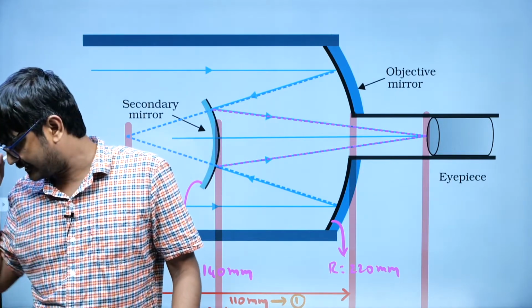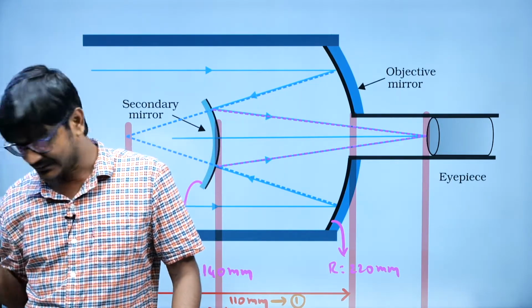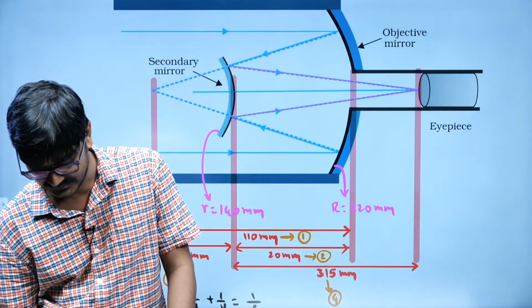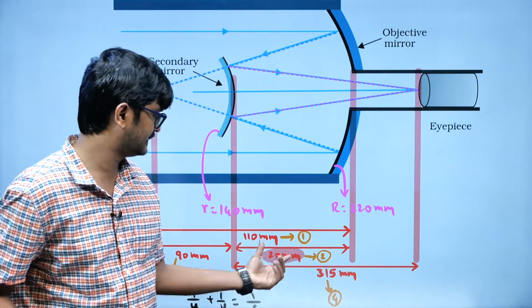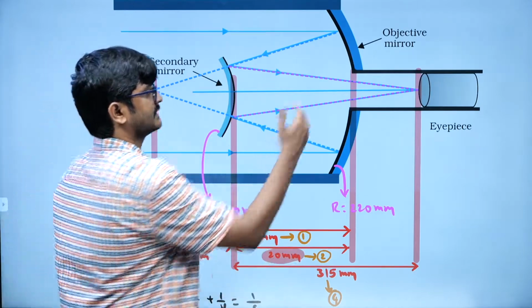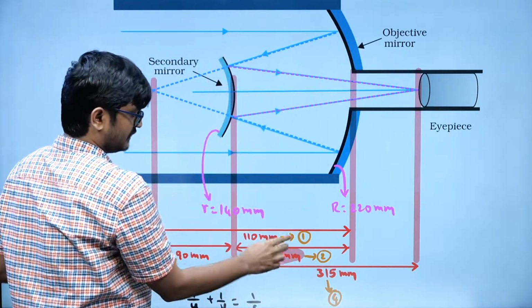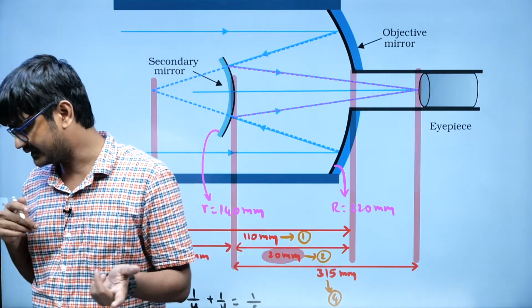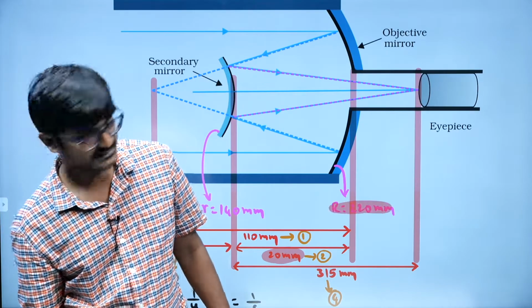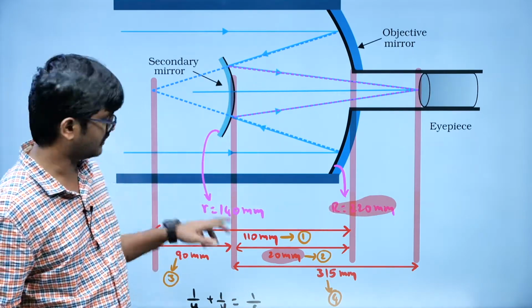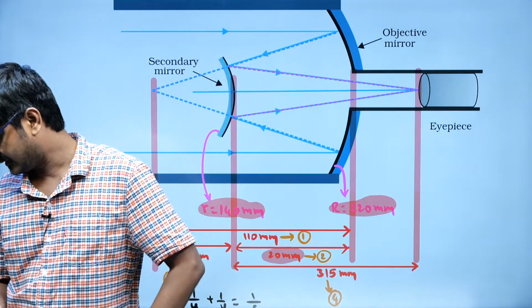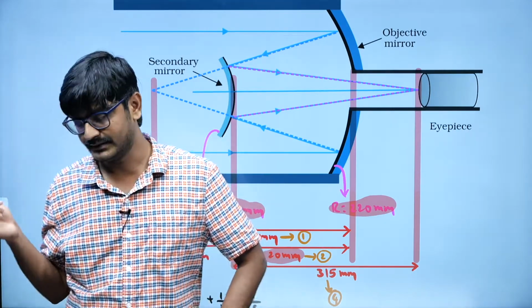So what all things are given in the question? The mirrors are 20 mm apart. I will be just marking the things which have been given in the question. The distance between this mirror and this mirror is going to be 20 mm. And the radius of curvature of the large mirror is 220 mm and the smaller mirror is 140 mm. Now you need to see where the final image of the object will be.